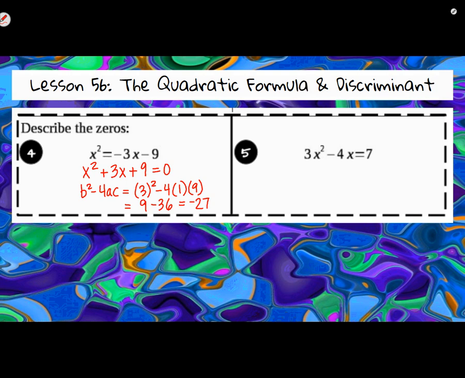Because this is a negative number, we should expect no real solution. So let's check it. Let's graph it. That's what we expect to find. Let's double check. Let's see if we're on the right track.